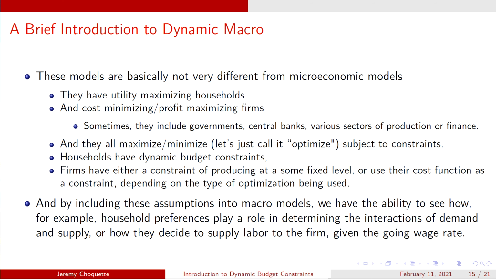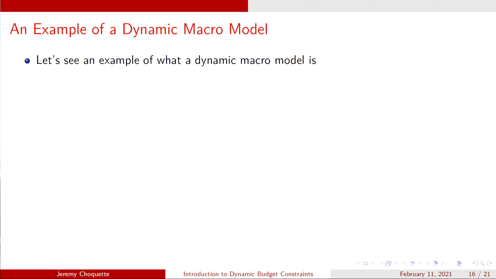Now, the model's not going to be perfect, right? All models are wrong. It's just that some models are useful. DSGE models happen to be more useful than a lot of the other macro models out there. So I've been ranting and raving about these things for probably 20 minutes out of the last 35 I've been talking. 36 now. Let's see an example of what a dynamic macro model is.